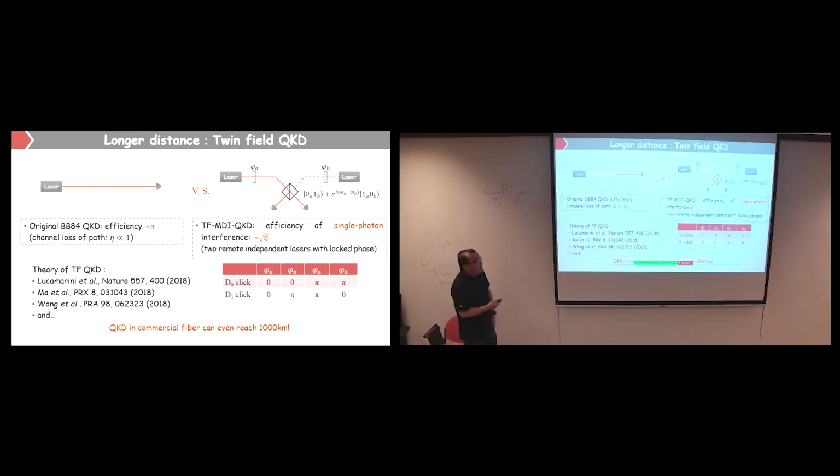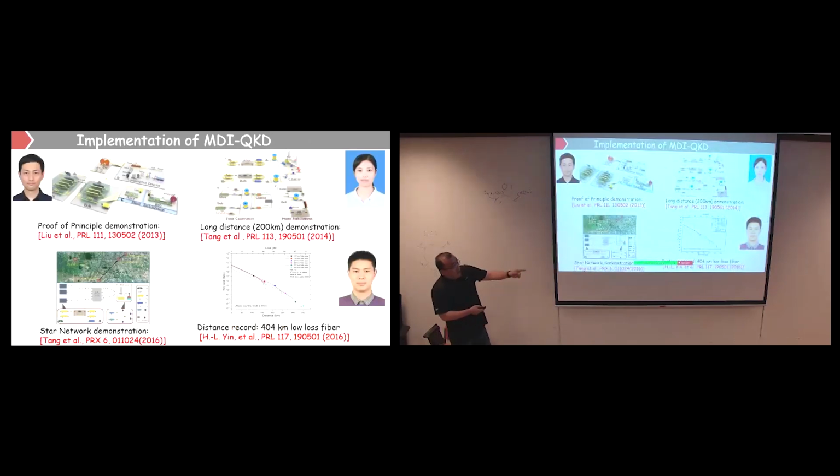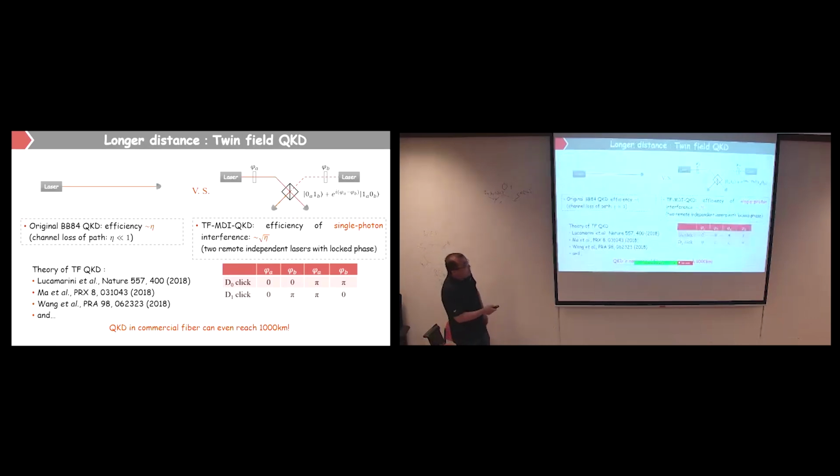So it means the total loss is only half. In that sense, for example, for BBA4, the efficiency is about eta; 100 kilometers is about 20 dB. But if you do the QKD for 100 kilometers, only 10 dB loss. So in that sense, you can extend the distance. That's the basic idea. Since MDI QKD can go to 500 kilometers, this one probably can go to 1,000 kilometers. That's what we did in our lab.